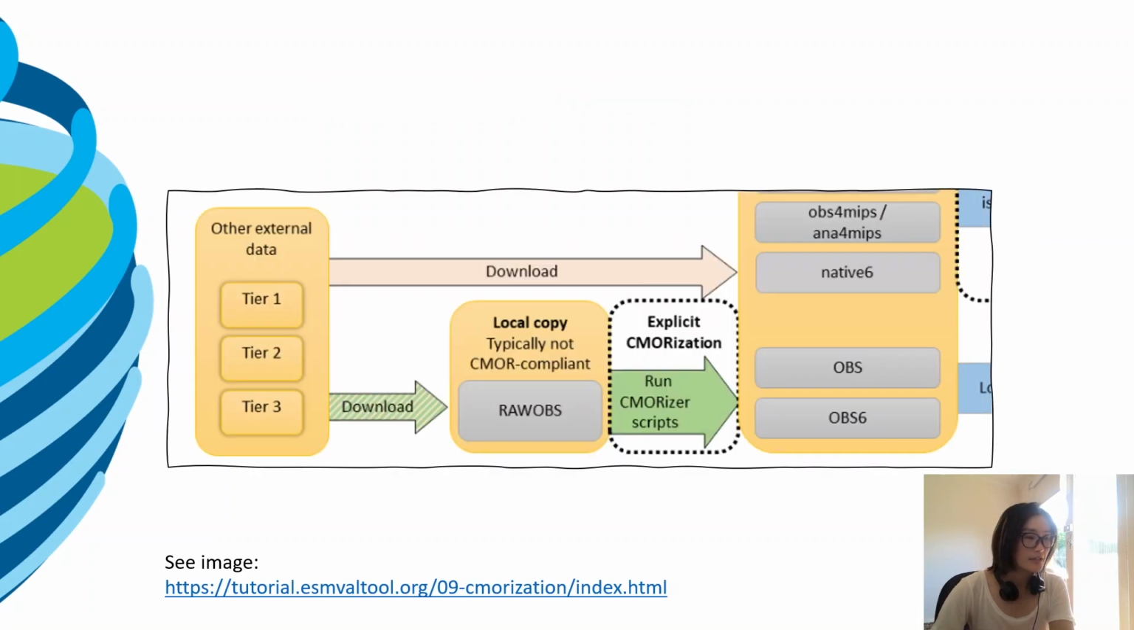Let's have a look at this snip of a diagram. We can see tier 2 and 3 can be downloaded and then they can be summarized and then go into these OBS or OBS6 projects in ESMValTool. So OBS6 would be CMIP6 formatting.